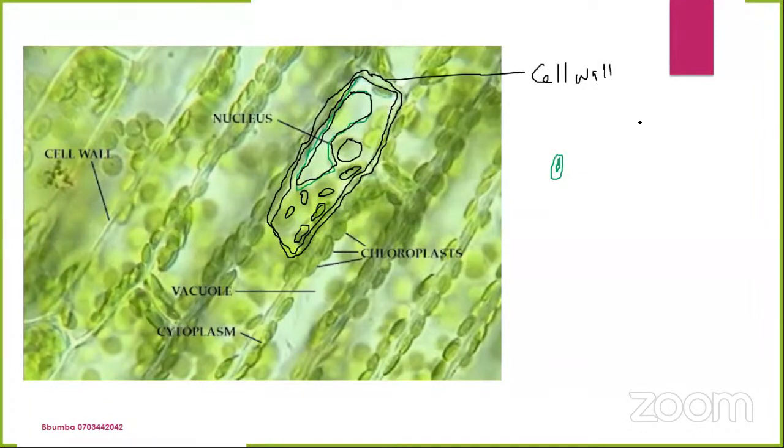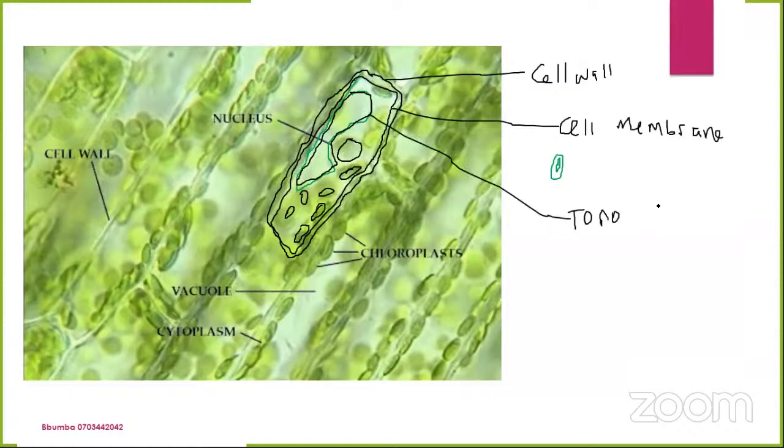Cell membrane, and then the other layer, you can call it the tonoplast. It's called tonoplast. It is the one that surrounds the vacuole. Those are the 3 layers. Okay.